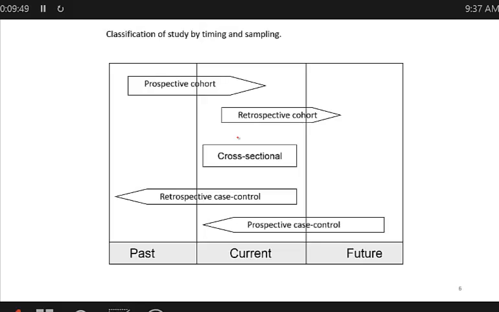So let's start with the cross-sectional study. In cross-sectional study, this one is a study like a survey, and you collect the data at a moment of time. Okay, so there is no follow-up. It's like you taking a snapshot, right? So that's defined cross-sectional study.